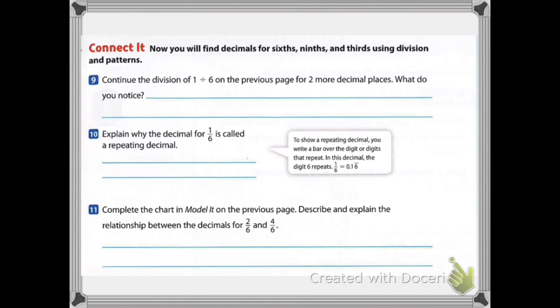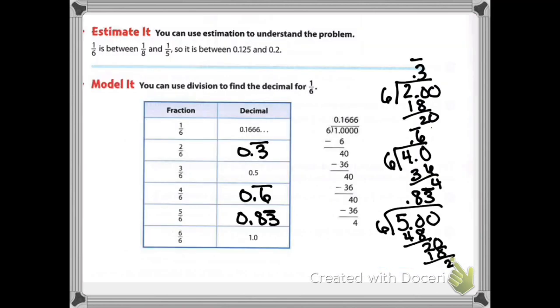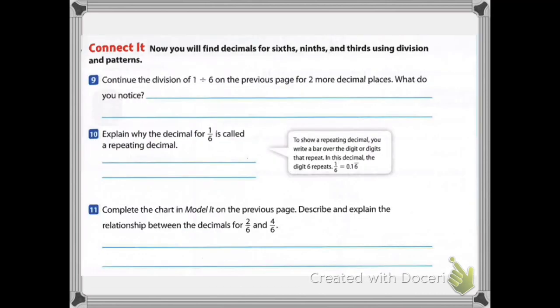Continue the work of division on 1 divided by 6 on the previous page for 2 more decimal places. What do you notice? Okay, so if they wanted me to continue, what would I have noticed? Well, I already know what it's going to do. I know that it's just going to keep repeating that 6. What I notice is that the 6 continues to repeat. Explain why the decimal for 1/6 is called a repeating decimal. It never ends.